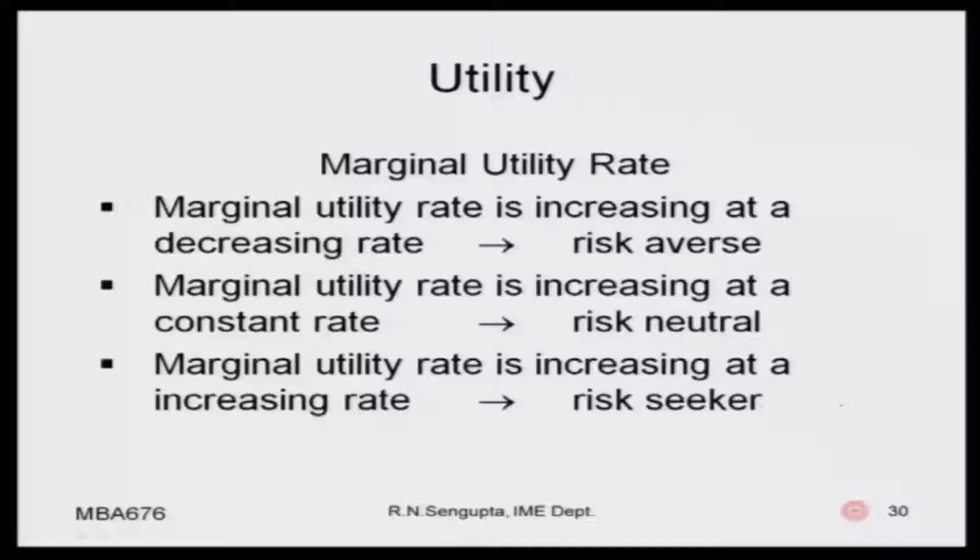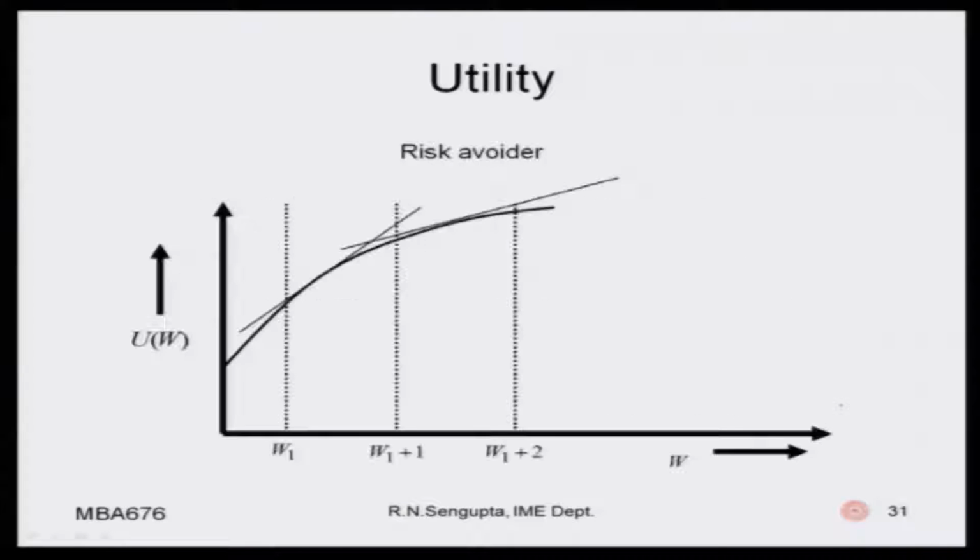Now, if we see the marginal rates, if you see the curves which I mentioned for the risk averse, the marginal rates is increasing at a decreasing rate. For the middle person, who is not a risk seeker, not a risk hater, an indifferent person, marginal rates is increasing at a constant rate. And for the third case, marginal rates is increasing at an increasing rate for a risk seeker.